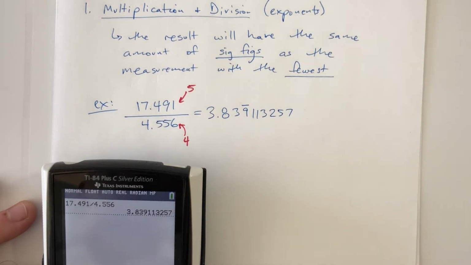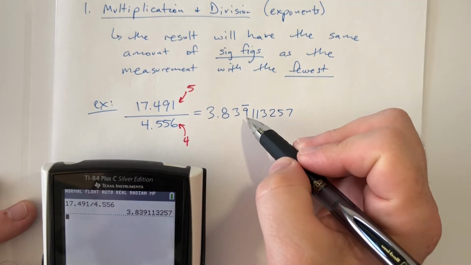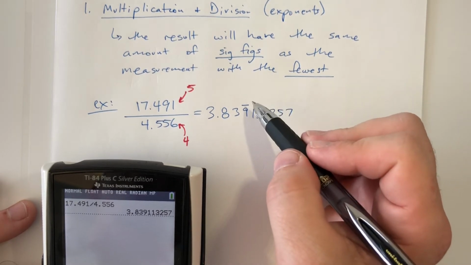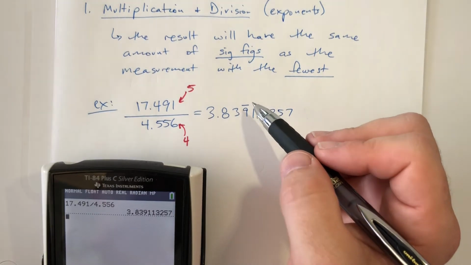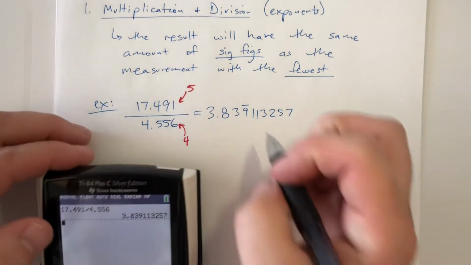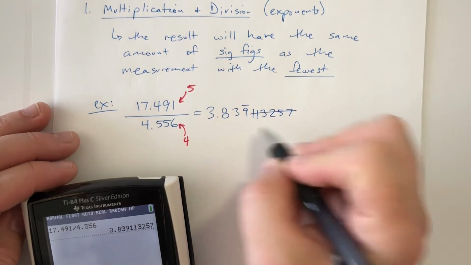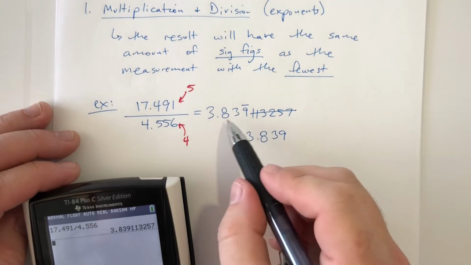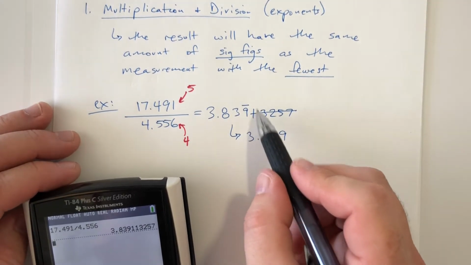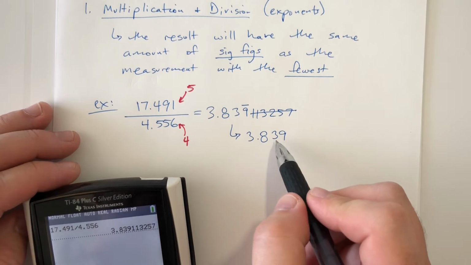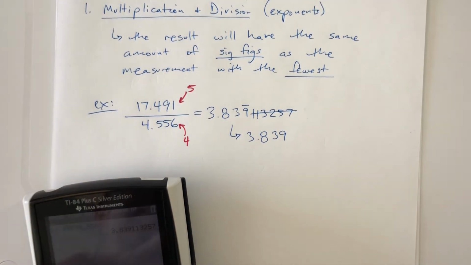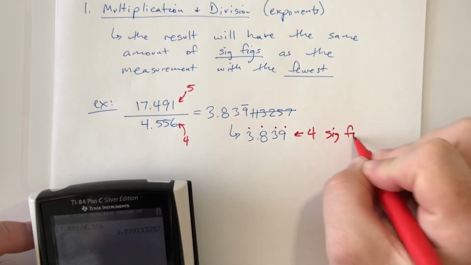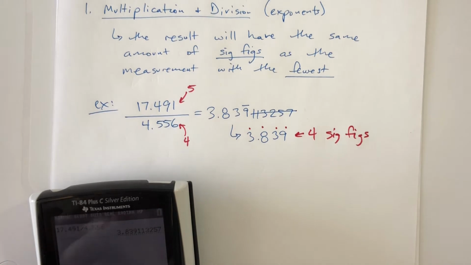And now we just follow the typical rounding rules. If the next number is 5 or above, we round up. If it's 4 or below, we round down. So since this is a 1, we would round down, and all of that drops off, and we get 3.839. If this was like 3.8397, we would round up. This would be 3.840. But the idea is this has 1, 2, 3, 4 sig figs, because our measurement with the fewest had 4.